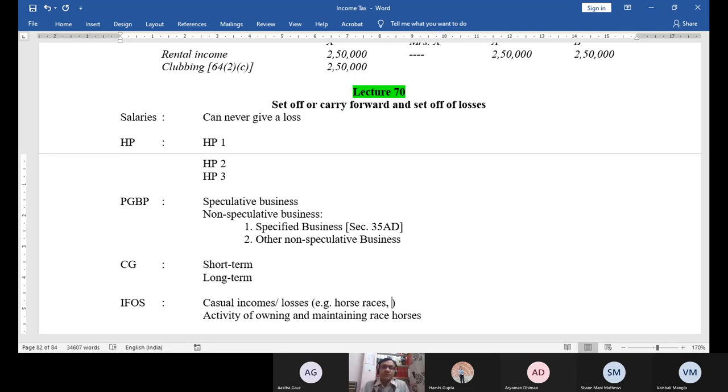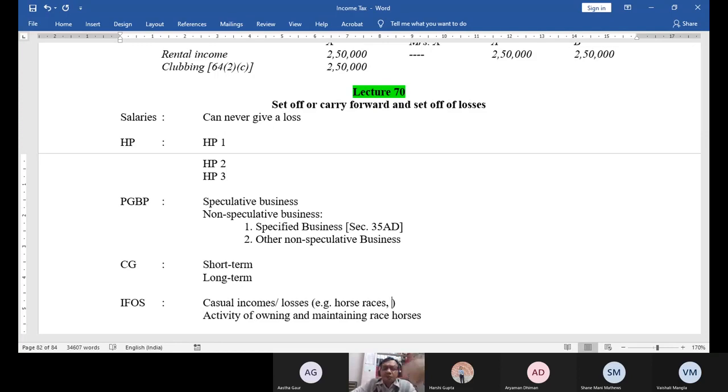Now, for those people, the activity of owning and maintaining race horses is not a casual income. It is their normal income from other sources. You cannot call those casual income because they regularly do such transactions.